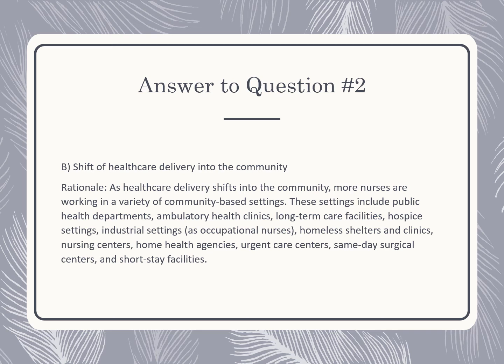The answer is B, shift of healthcare delivery into the community. As healthcare delivery shifts into the community, more nurses are working in a wide variety of community-based settings. Those settings may include public health departments and ambulatory health clinics, long-term care facilities or hospice settings, industrial settings as occupational nurses, or in educational system as school nurses, homeless shelters and clinics, nursing centers, home health agencies, urgent care centers, same-day surgical centers, and short-stay facilities. Wide range of setups.